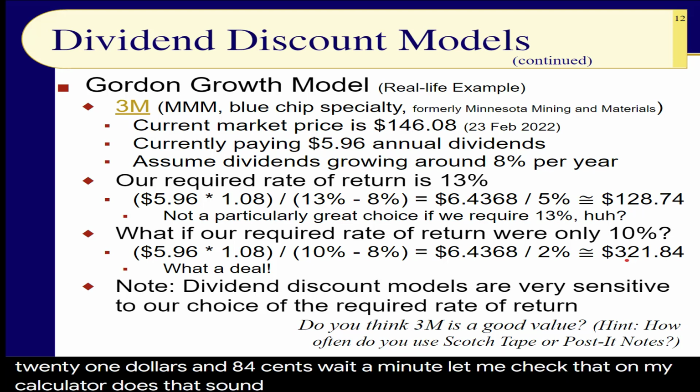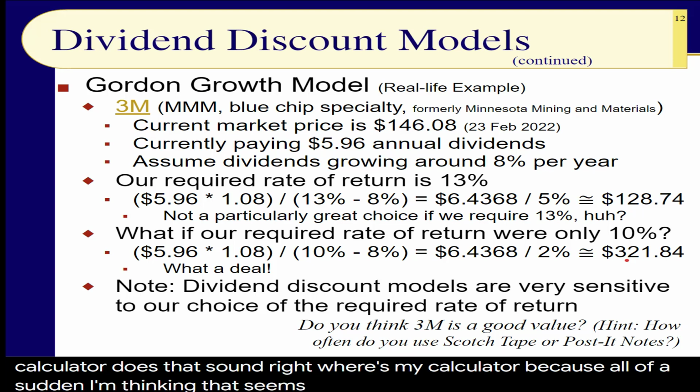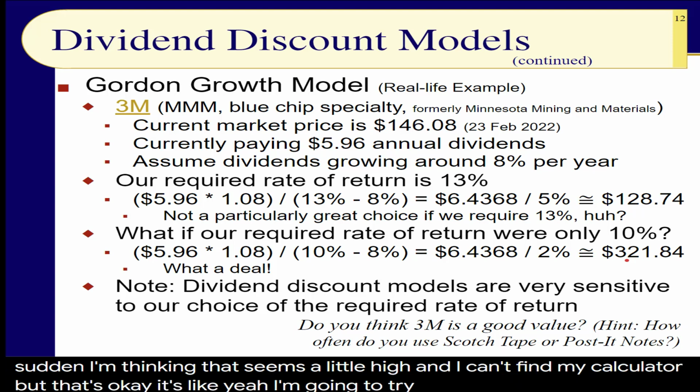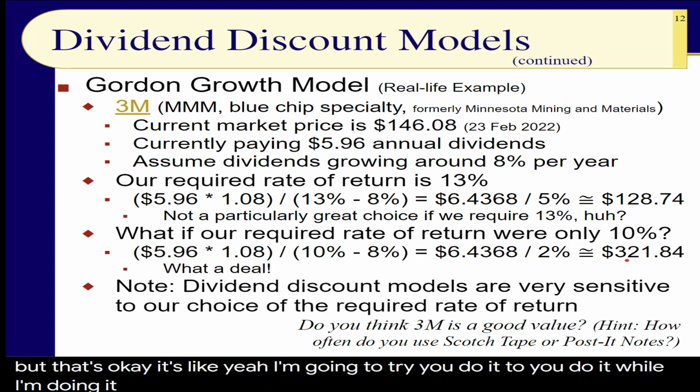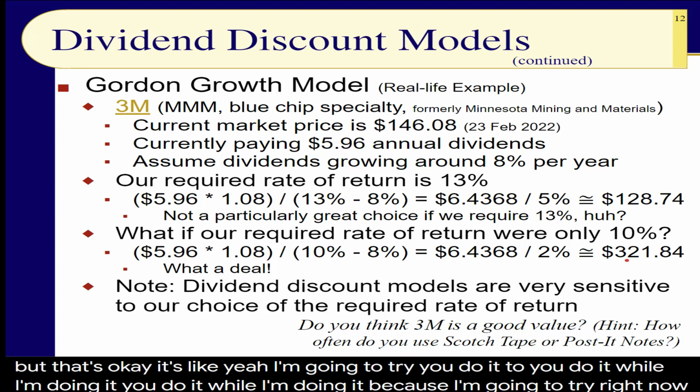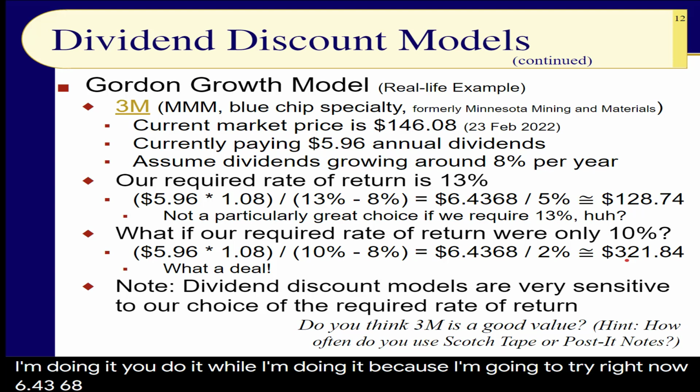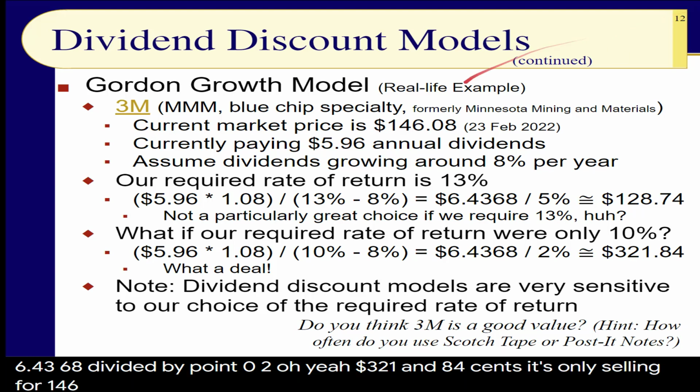Wait a minute. Let me check that on my calculator. Does that sound right? Because all of a sudden I'm thinking, that seems a little high. You do it too, while I'm doing it, because I'm going to try right now. 6.4368 divided by 0.02. Oh yeah, $321.84. And it's only selling for $146.